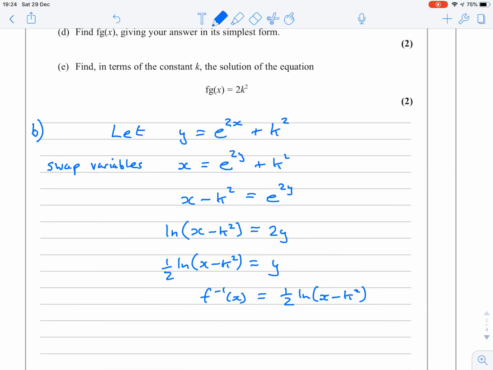We're also asked to state its domain. Well, the range of a function is equal to the domain of its inverse function. So the range for f was f(x) is greater than k squared. The domain for its inverse will be x is greater than k squared.